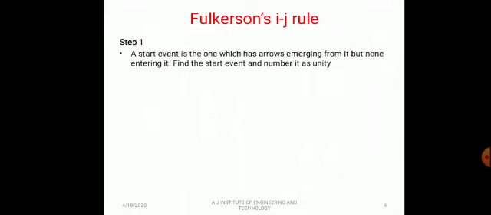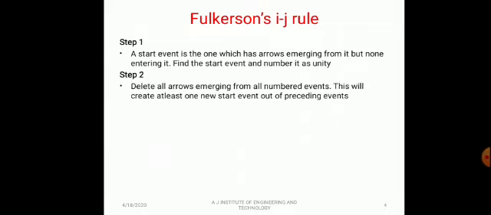What are the rules? Step 1. Event numbers should be unique. A start event is the one which has arrows emerging from it but none entering it. Find the start event and number it as unity.